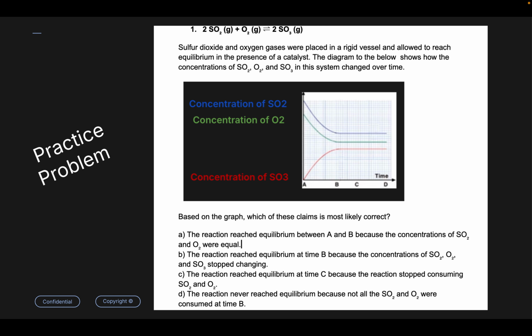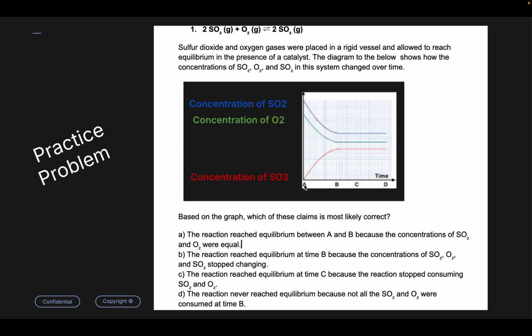Option B: the reaction reached equilibrium at time B because the concentrations of SO2, O2, and SO3 stopped changing. This seems right. As you can see from time B, the concentrations of all three have stopped changing and are constant over time. So option B seems right.